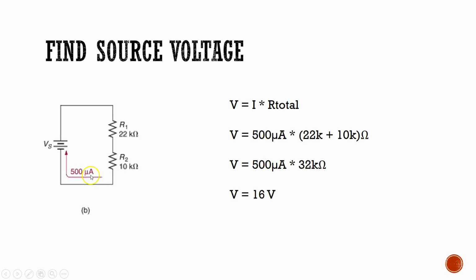Okay. If we're given total resistance and total current, then we can find our source voltage. So we would add together the two resistors for the total resistance and multiply that by our current that was given, and we can solve for our voltage.